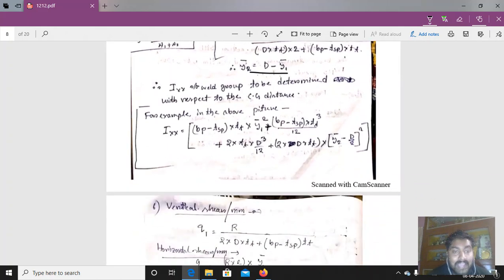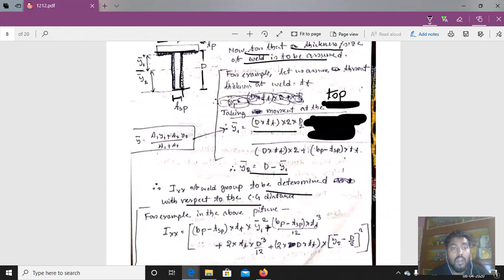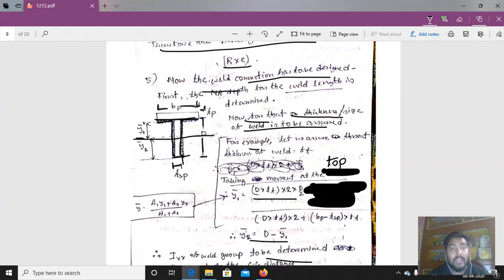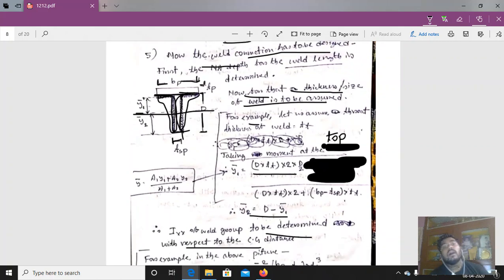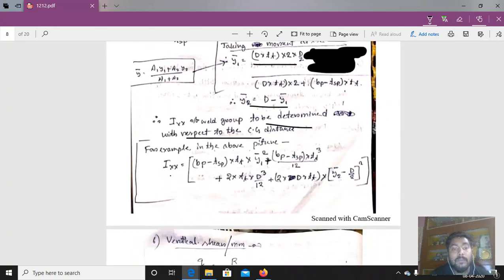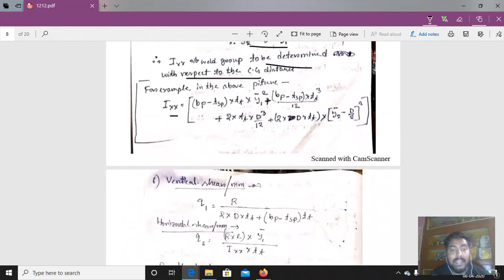Now Ixx of the weld group is to be determined with respect to the CG distance. So Ixx, that is the xx value. So the Ixx will be determined. This is the first weld, this is the second weld. So for only the weld, we have to determine the moment of inertia. So Ixx is determined.